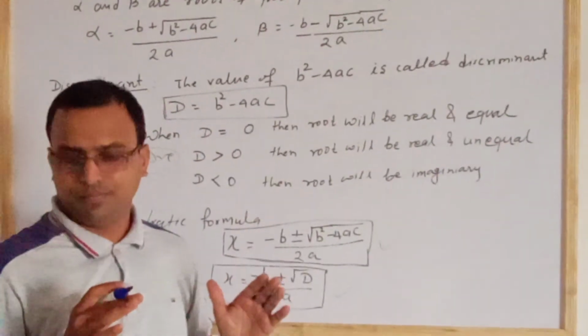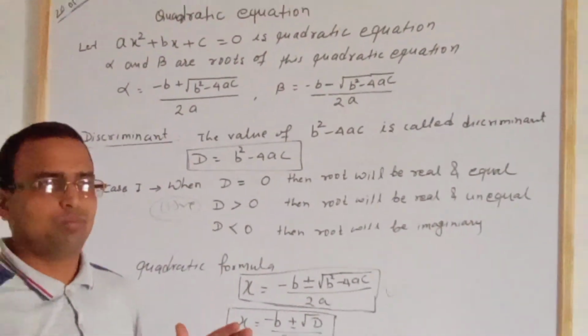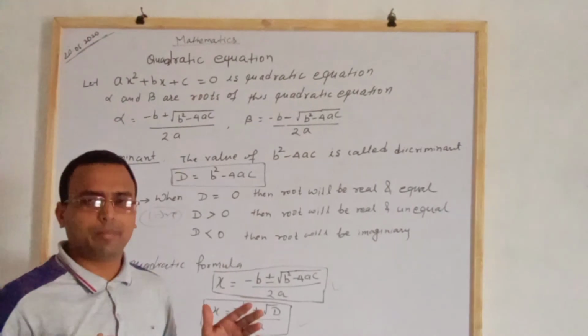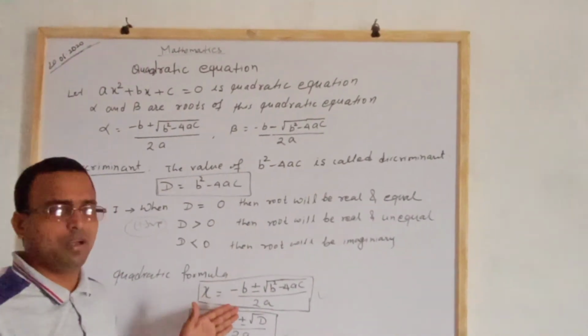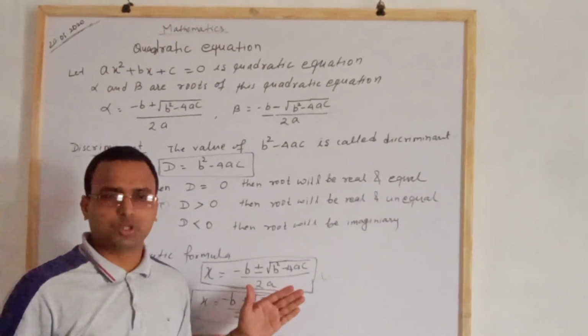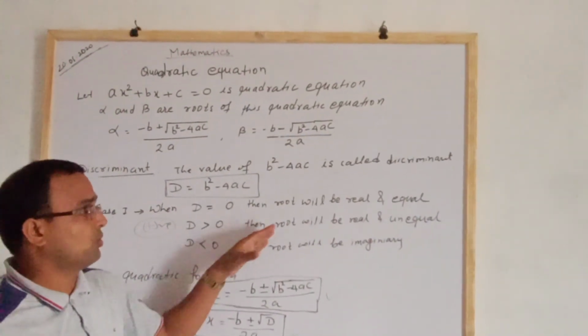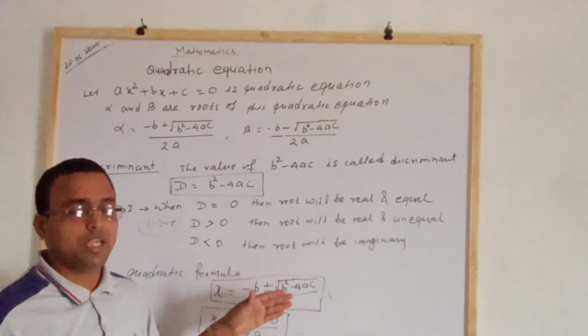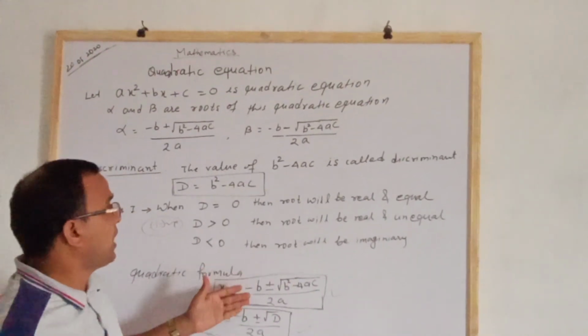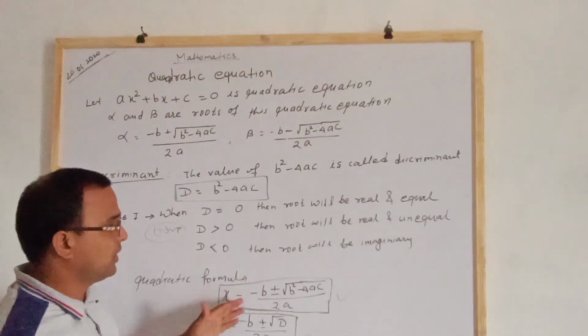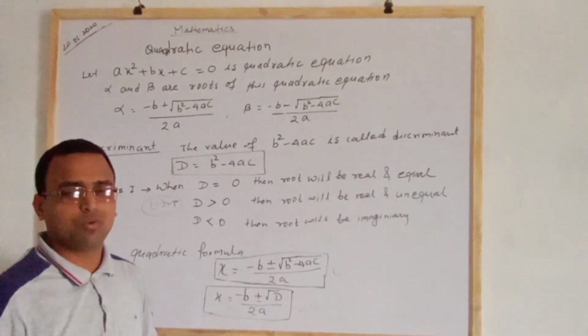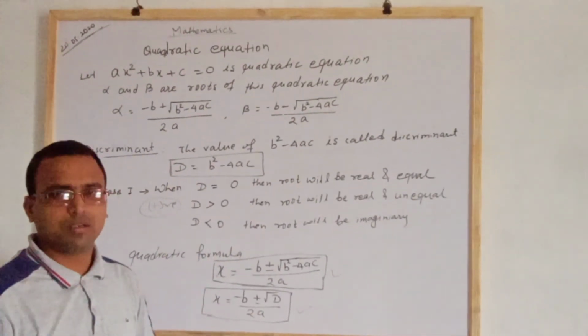In chapter 4B, there are many questions related to this formula. You can solve these questions. First of all, we have to find whether the roots will be real or imaginary. If the roots are real, then we have to find the value of x. Then we can put in the formula of this quadratic equation.